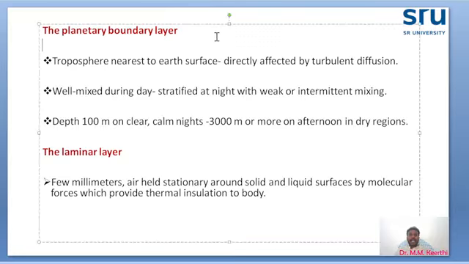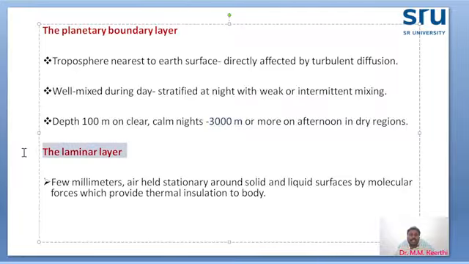Okay, what is the planetary boundary layer? It is the part of the troposphere nearest to the Earth's surface, directly affected by turbulent diffusion. It mixes during daytime and is stratified at night with weak or intermediate mixing. The depth is around 100 meter on clear, calm nights, and around 3000 meter or more in the afternoon in dry regions.